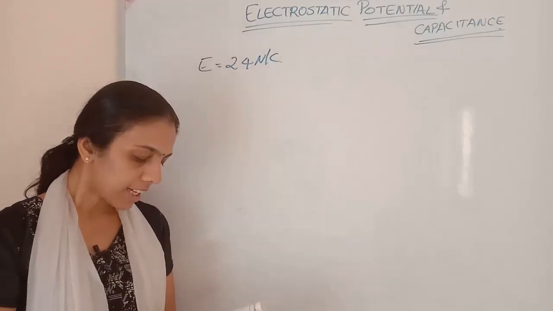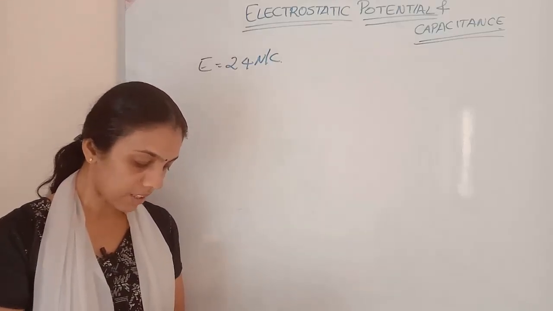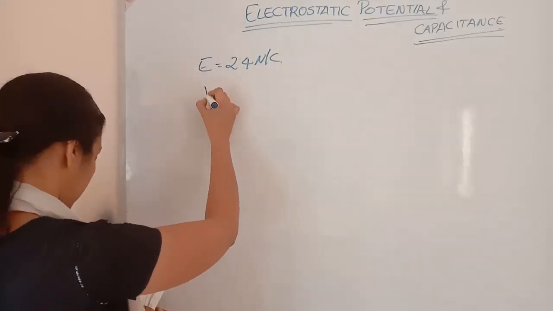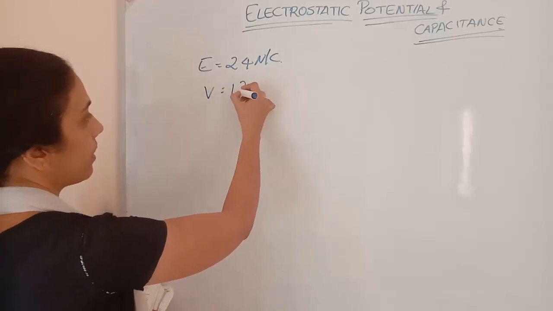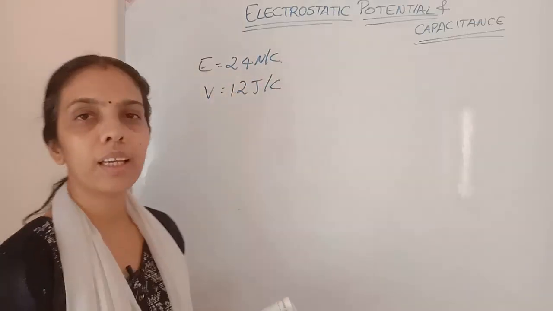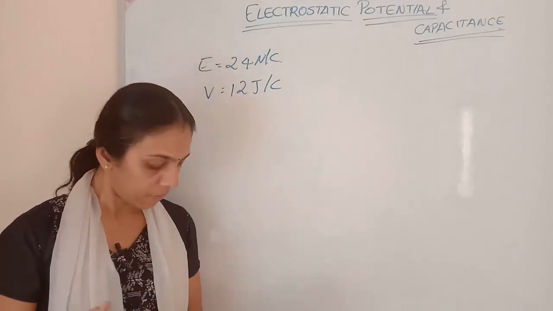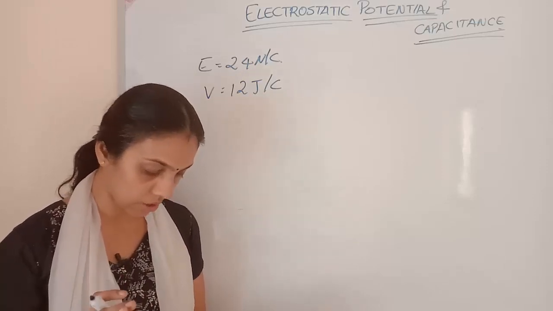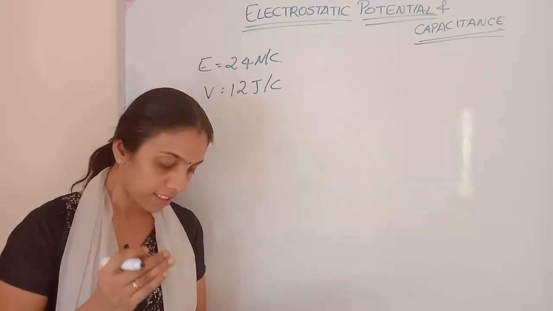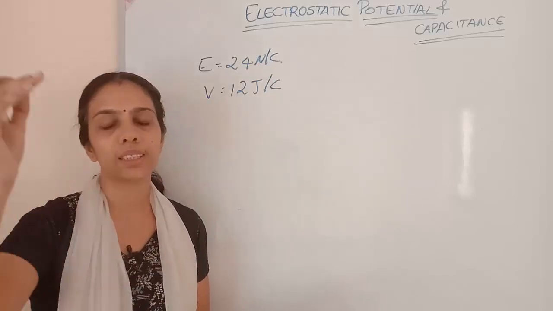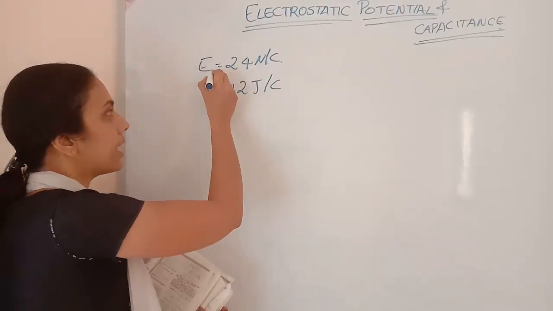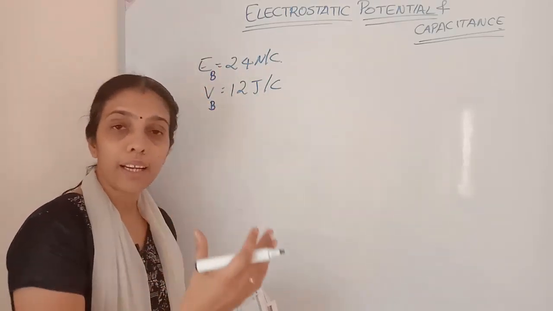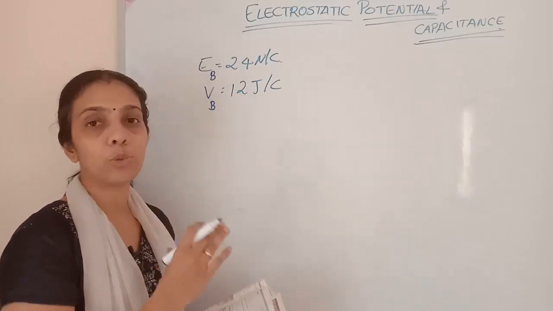Now the electric potential at B due to the same charge is 12 Joule per Coulomb. So the potential is given as 12 Joule per Coulomb. Okay, so B is also at the same distance. We should find out the distance AB and the magnitude of charge. So this is the electric field at the point B due to a charge Q which is kept at A, and this is the potential at the point B. Okay, so we should find out the distance between A and B.